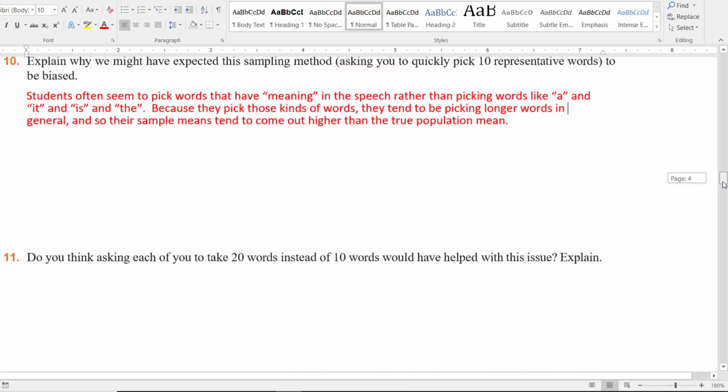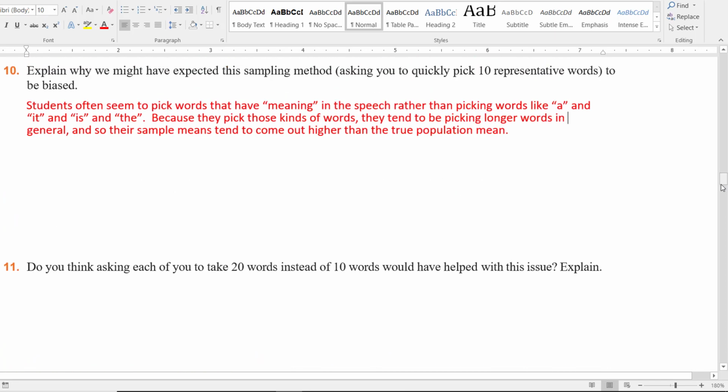Do you think that if I had, at the very beginning of this problem, asked you to pick 20 words, pick 20 representative words, if I had said that at the beginning of this problem, instead of saying pick 10 representative words, do you think that would have helped with this issue? Well, the answer is no. There wasn't a problem with the fact that I asked you to pick 10 words. The problem was in the manner in which the words were being selected.